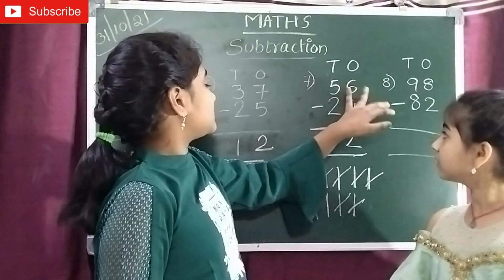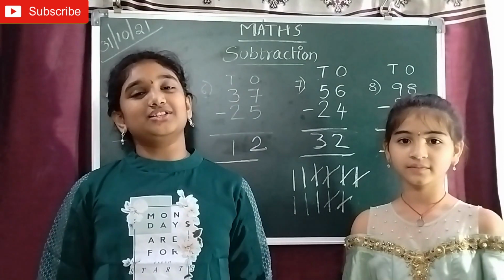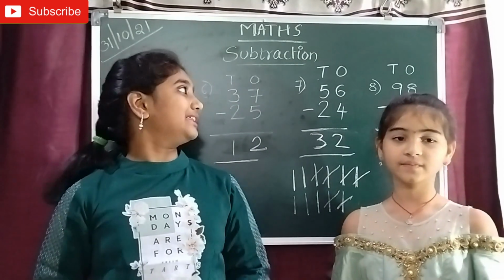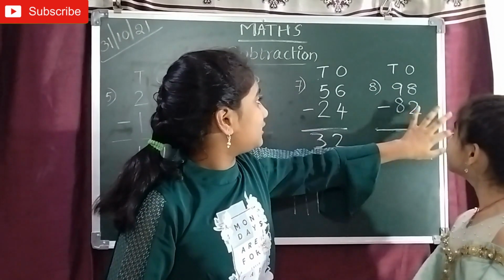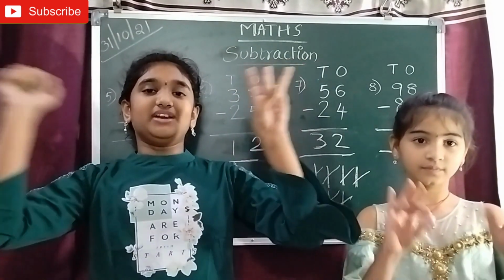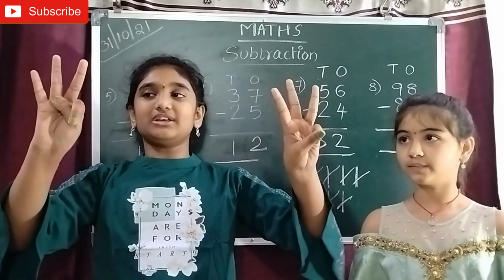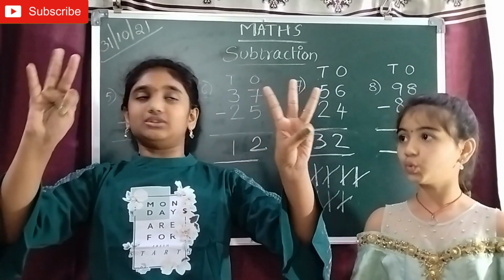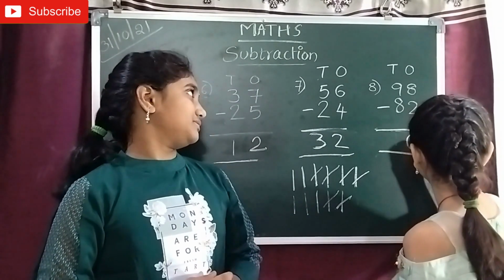So 56 minus 24 equals 32. Now let's move on to the 8th example, that is 98 minus 82. In the ones place we have 8 minus 2. 8 fingers up, 2 means we have to remove 2. 1, 2. So how many fingers are left? 1, 2, 3, 4, 5, 6. So we have to write 6 in the ones place.